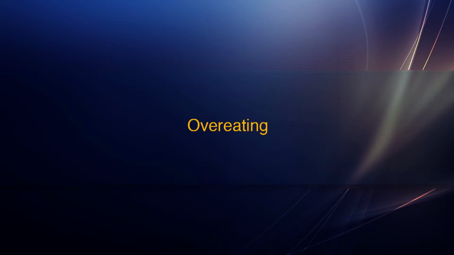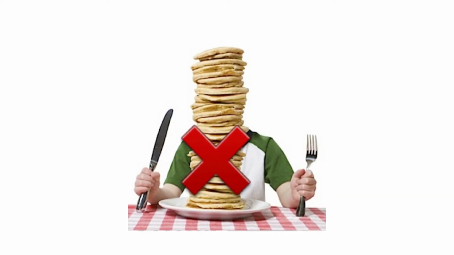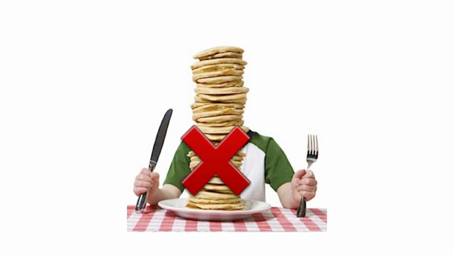And the second one is overeating. Overeating leads to weight gain, especially if the diet is high in fat. Foods high in fat or sugar, for example, fast food, fried food and sweets, have high energy density, or foods that have a lot of calories in a small amount of food. Epidemiologic studies have shown that diets high in fat contribute to weight gain.